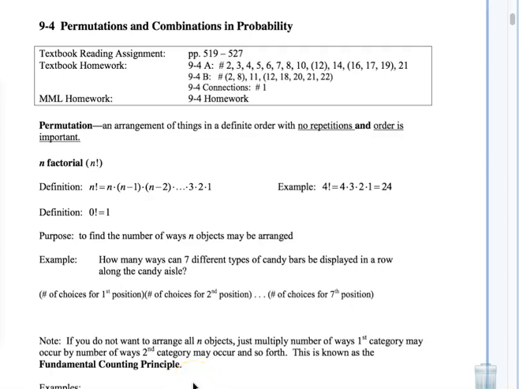Okay, to finish up Unit 9, Chapter 9, we're going to go over permutations and combinations and probability. This is one of my favorite lessons. I enjoy this. I think it's kind of fun to figure these things out.